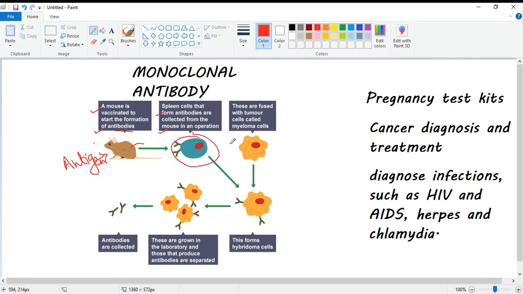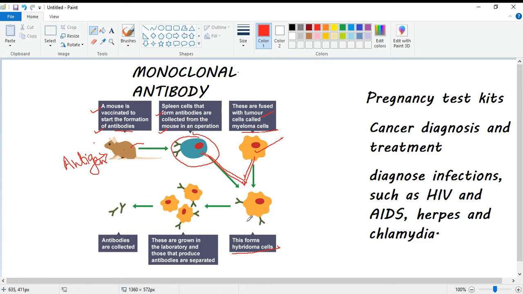Now we fuse this spleen cell with the myeloma cell, or the tumor cell. Okay, now what is a cancer cell or a tumor cell? What is the specialization of that cell? They keep on reproducing themselves, they keep on dividing themselves, right? That is the nature of the myeloma cell, or a cancer cell or a tumor cell, because it keeps on dividing itself. So we fuse this spleen cell with the myeloma cell, and this forms a hybridoma cell.